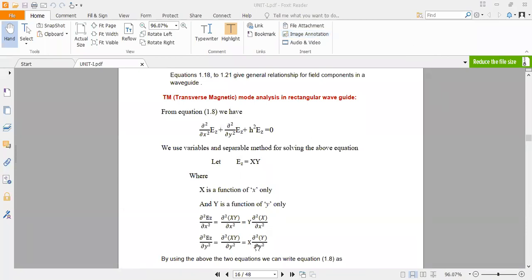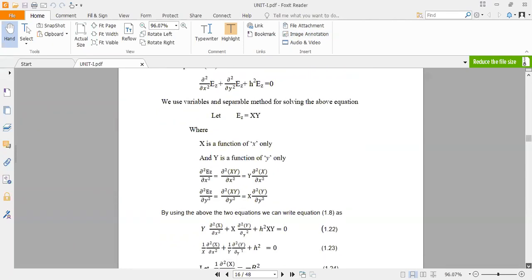Now substituting these two expressions, what is the final expression we derived yesterday? Y into d square X by dx square plus X into d square Y by dy square plus h square XY is equal to 0. This is 1.22. Dividing 1.22 by XY on both sides, what are we going to get? 1 by X, d square X by dx square, plus 1 by Y, d square Y by dy square, plus h square is equal to 0.